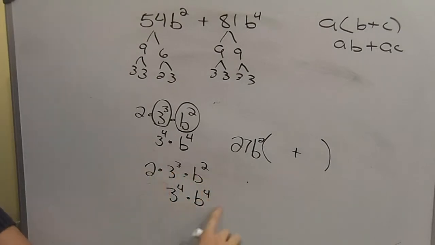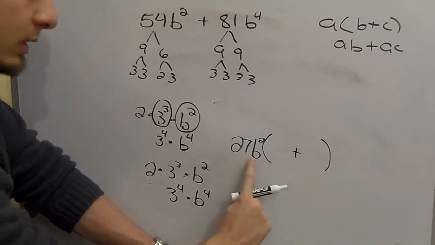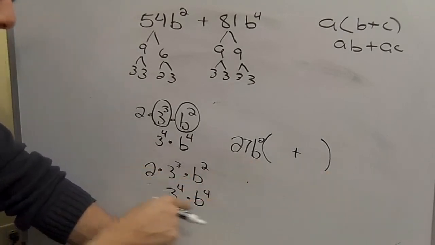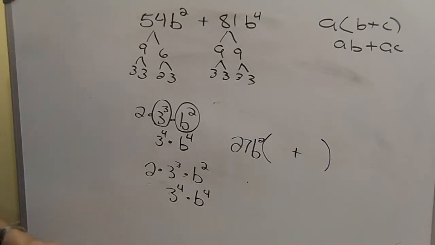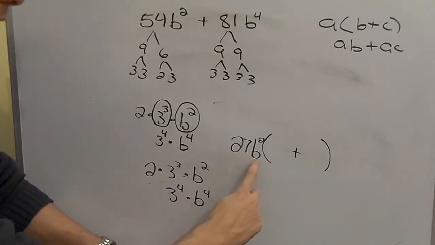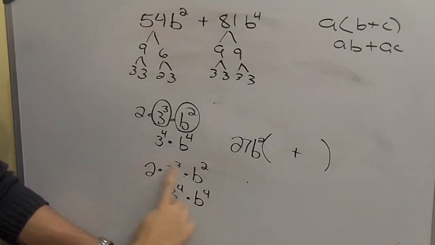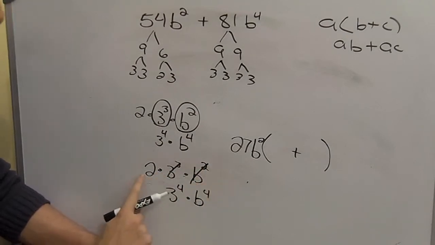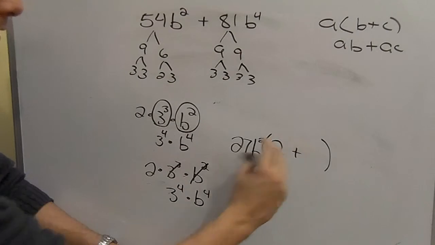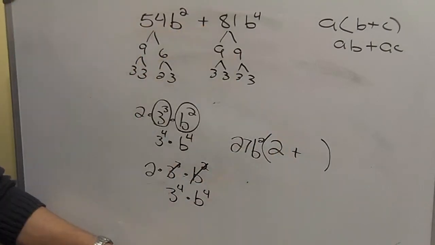Okay, so I've written out their prime factorizations, but now what I need to do is remove the 27b squared from each prime factorization, and that will tell me what goes inside the parentheses. So if I want to know 27b squared times what will get me 54b squared, I've got to go up to 54b squared's prime factorization, remove the 27, remove the b squared, and what's left is 2. So I know that 27b squared times 2 will get me 54b squared.